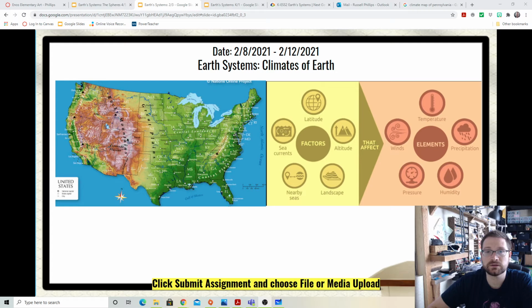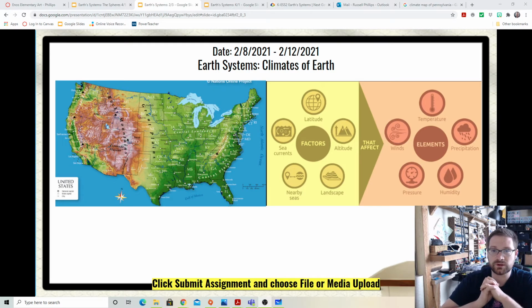So let's talk a little bit about your STEAM lesson today. It's all about climates. And yet again, climates are what weather is like in a location over a long period of time. So, major difference between regular weather, which can change from day to day, hour to hour. Climate is weather over a long period of time.